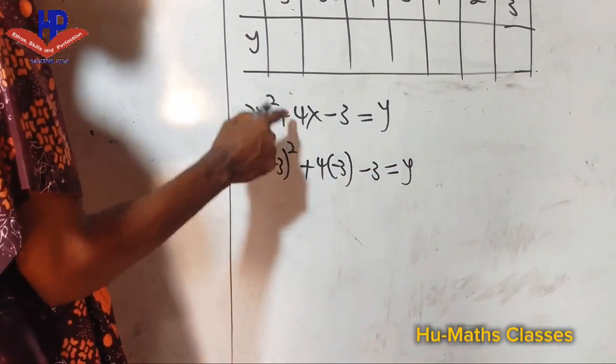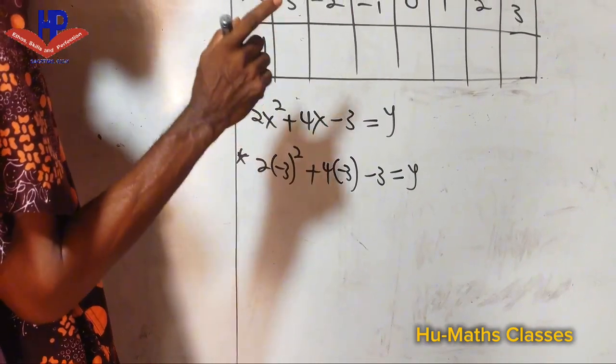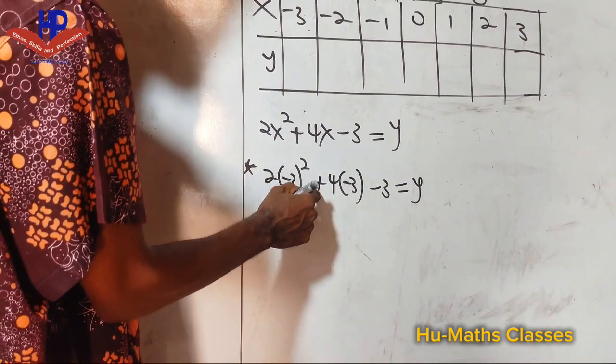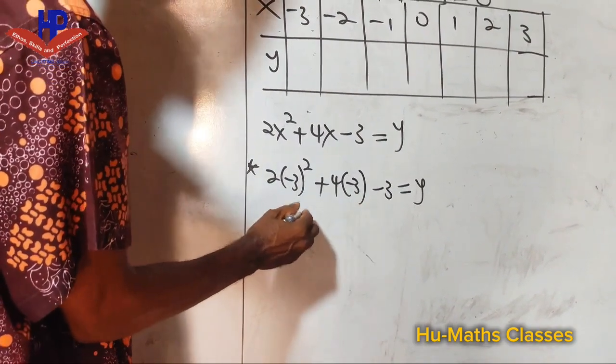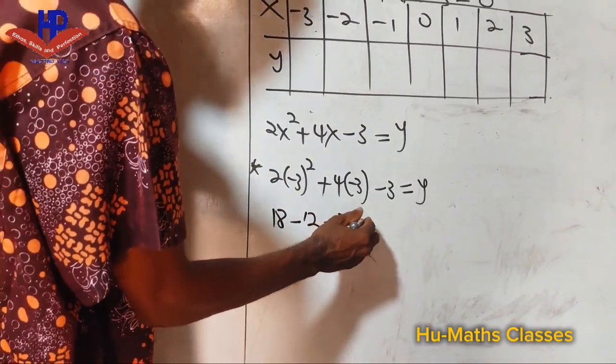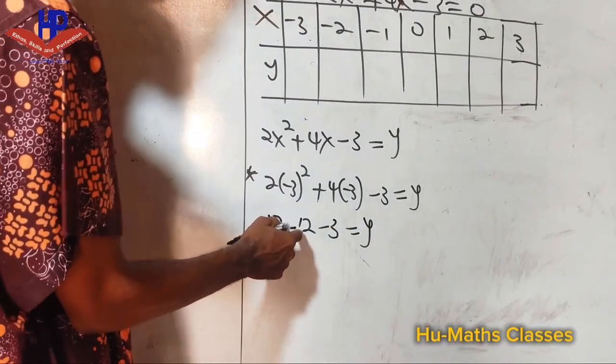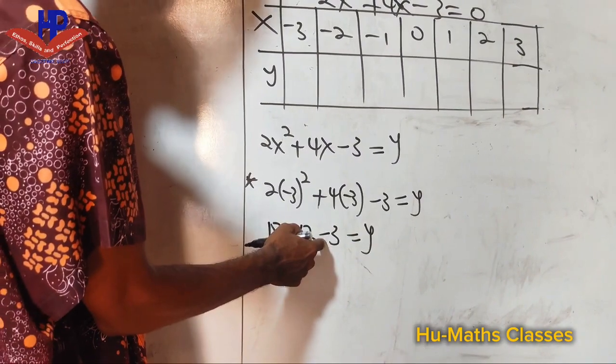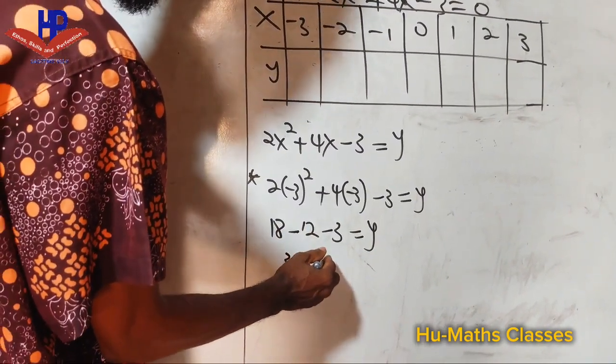Minus 3 raised to power 2 is minus 3 times minus 3. That will give us plus 9. Plus 9 times 2 is 18. Plus 4 times minus 3 is minus 12. Then minus 3 is equal to y. 18 minus 12 is 6. And 6 minus 3 is 3. So our y is equal to 3.